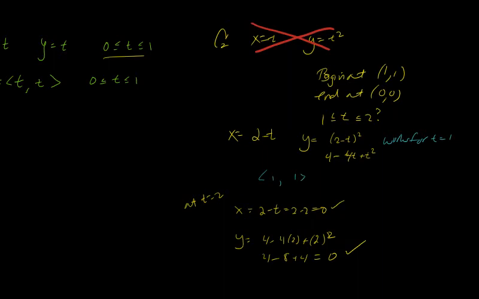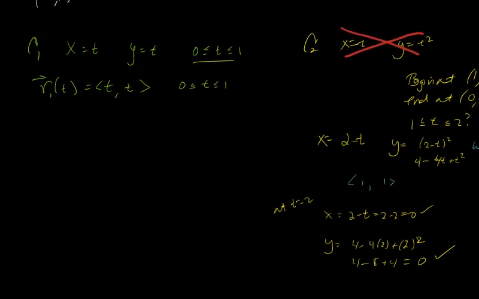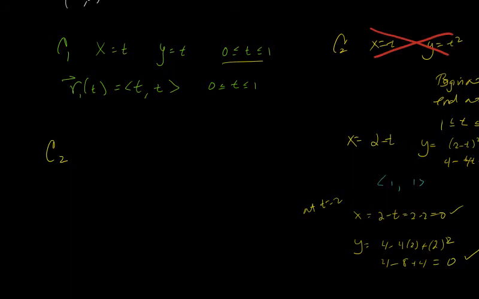I started with x because y was a function of x. I got my parameterization, plugged that into y, and checked my values at either end of my interval to see if it works. And it does work. So that's going to be our parameterization for C2. Let me write that underneath C1. So C2, we have x equal to 2 minus t, and y is equal to 2 minus t quantity squared, for t between 1 and 2.